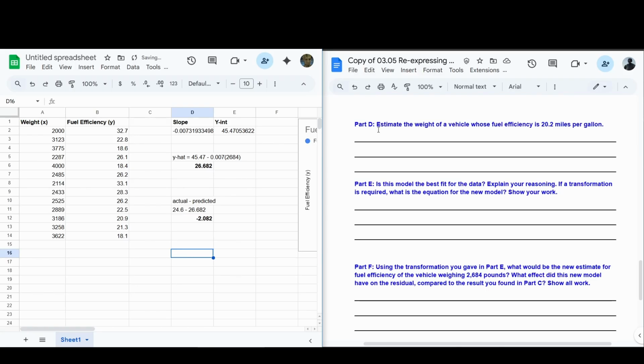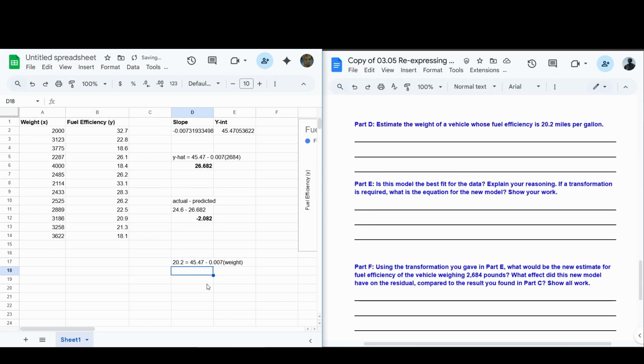So for part D, this says estimate the weight of a vehicle whose fuel efficiency is 20.2 miles per gallon. And so again, I'm going to use my y hat formula here that we came up with. So y hat is 20.2, right? The fuel efficiency is the y. So here, let's say 20.2 is equal to the y-intercept, which was 45.47, minus the slope, which was 0.007, and then times the weight.